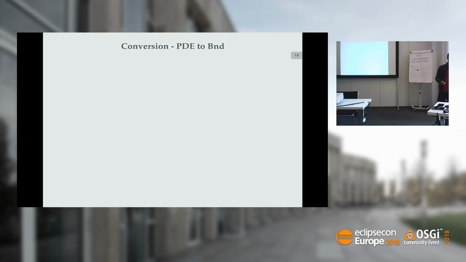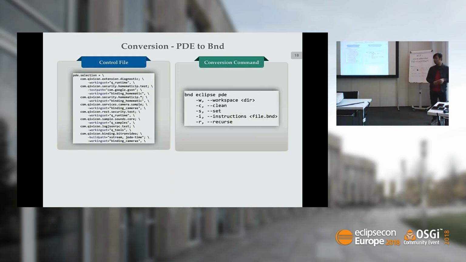But what exactly do you need for the conversion? For the conversion, you actually need a control file and the BND library. So the control file is pretty simple. You just have to list all the PDE projects that have to be converted to the BND compatible project or Bndtools compatible project. You can also provide different instructions like working set, if you want to group them together in one working set. You can also specify build path, test path, and many other instructions. Apart from it, you also need the BND library, and you have to execute the Eclipse PDE command. You have to provide the workspace here, the Bndtools workspace directory.